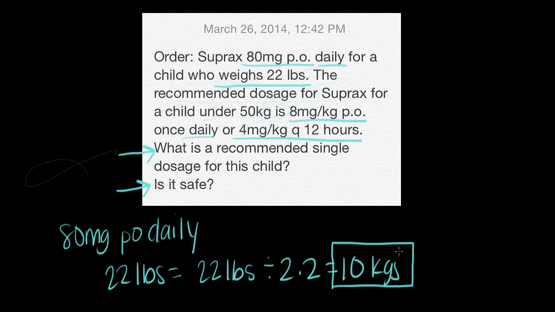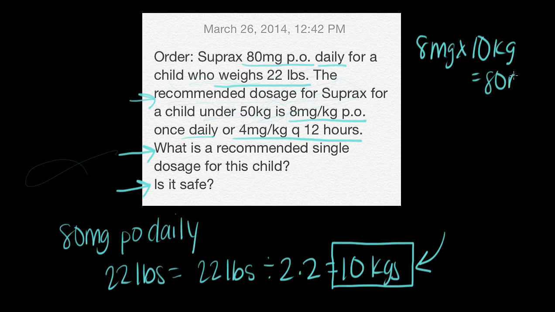So the two-part question says, what is the recommended single dose for this child? Well, we know that the recommended dosage, which is here, it says for a child under 50 kilograms, and this child is 10 kilos, is 8 milligrams per kilo PO once daily. So 8 milligrams, I'm going to write up here, 8 milligrams per kilo, right? That equals 80 milligrams PO daily.